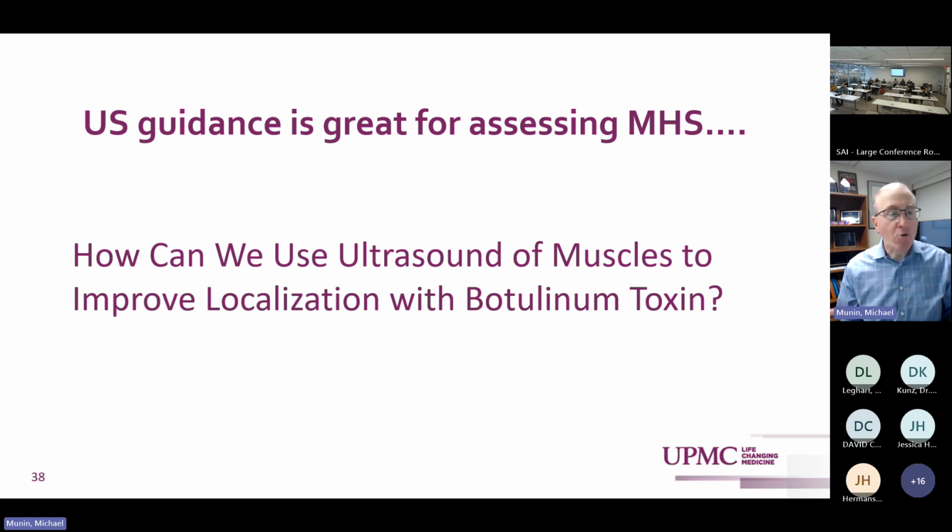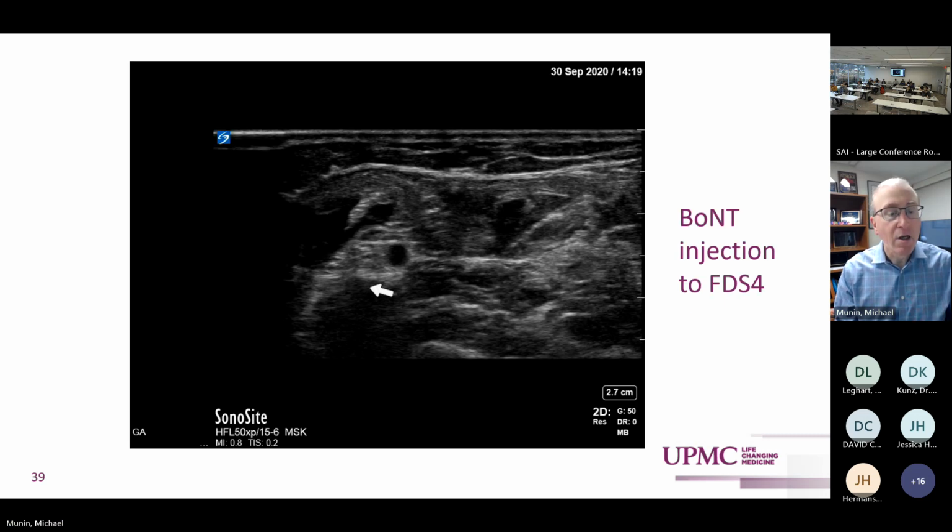So ultrasound guidance is great for assessing the modified Heckman scale. Hopefully, I've convinced you of that. But I'll just end with a couple of slides here. How can we use ultrasound of muscles to improve localization with botulinum toxin? And let's see, hopefully this plays here.